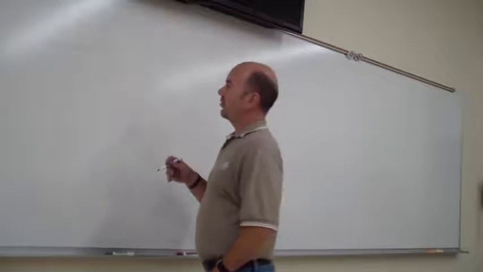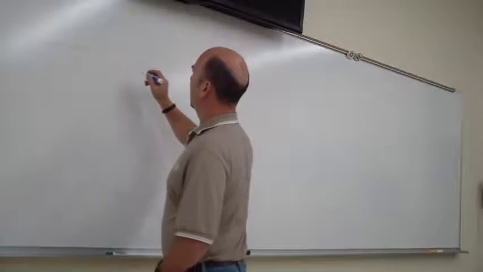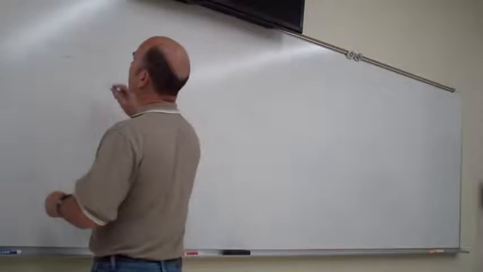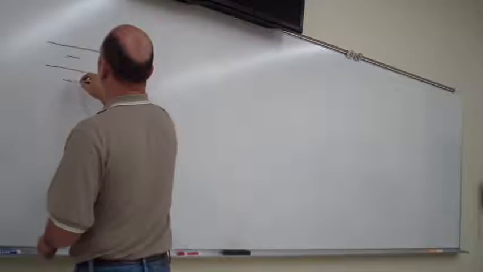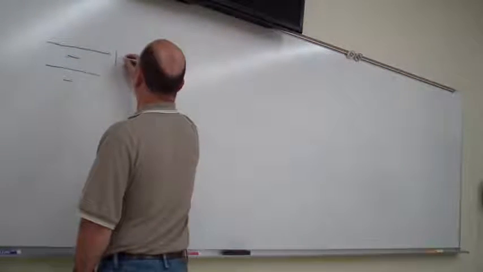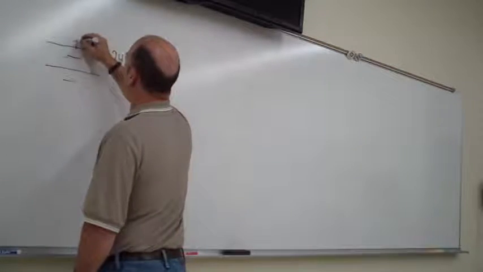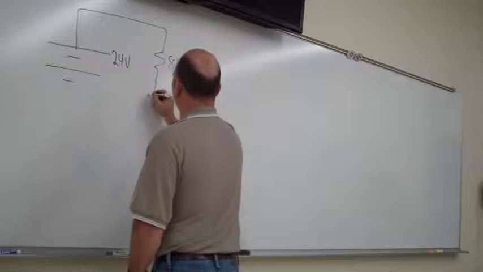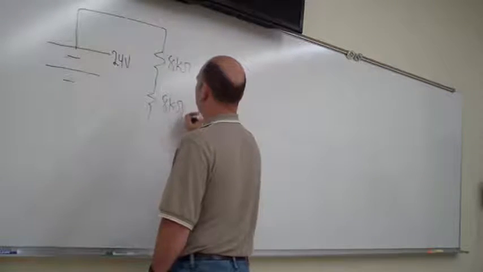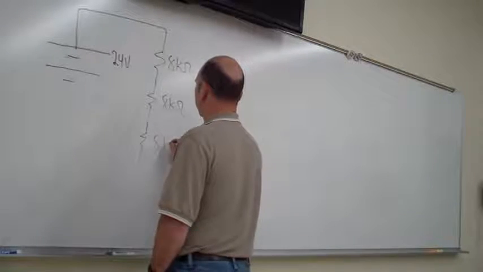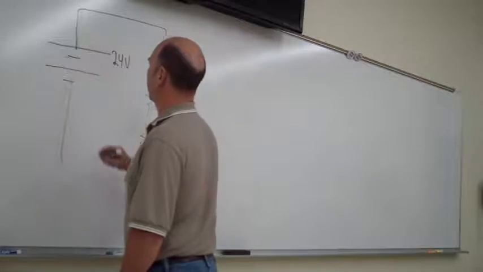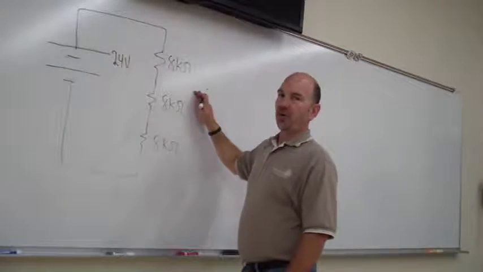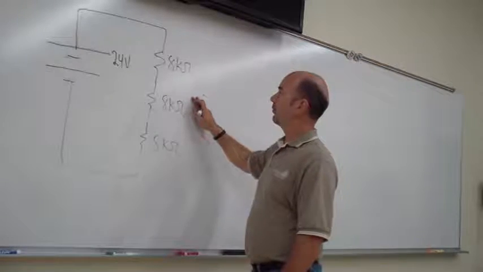We've talked about this a little bit, and I had a circuit on the board that had, let's say, 24 volts, and I showed that we had 8 k ohms and 8 k ohms and 8 k ohms all the way back around. And we said that the overall total resistance was 24 k ohms.